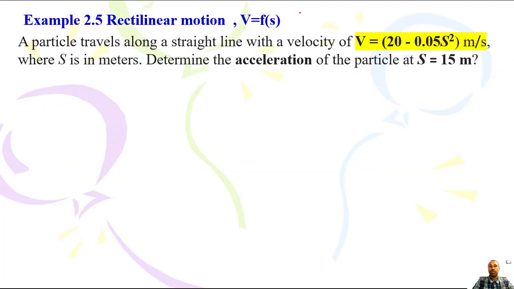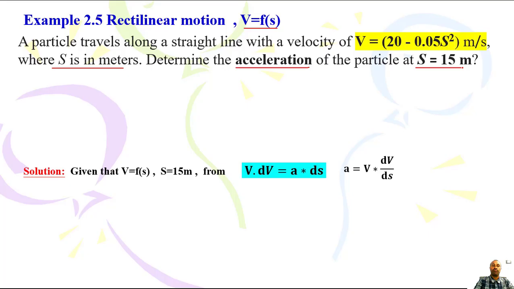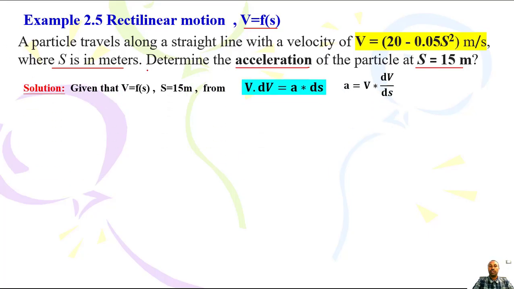Okay. Another problem is velocity as a function of s, similar to the above, but the question is acceleration. A particle travels along a straight line with a velocity v equal to 20 minus 0.05 s squared meters per second, where s is in meters. Determine the acceleration of the particle at s equal to 15 meters. So let us see, given v as a function of s, at s equal to 15 meters, from v dv equal to a ds, you can find a. A is v dv divided by ds. Just after rearranging, you can find acceleration.